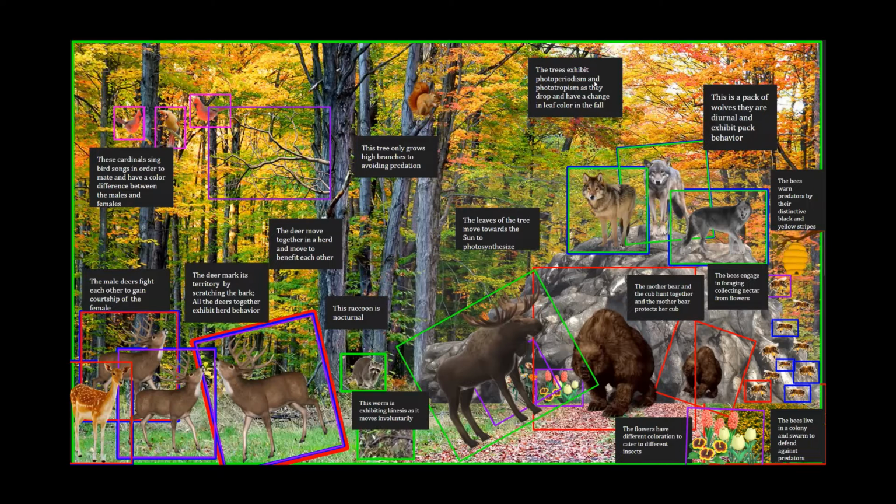Something that is learned is hunting for the young bears. So the mother bears allow their children to mock hunt as practice, so they learn how to hunt prey when they're older. Next, we have a different species of bees exhibiting swarm behavior.